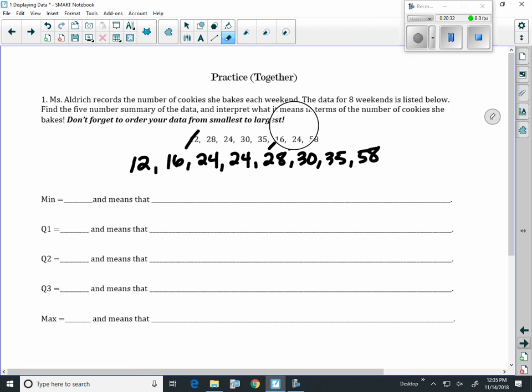Are we gonna have to do this on the test? Yes. Okay, what's our minimum? What's our maximum? 58. What do we always find first? Middle. Quartile 2.